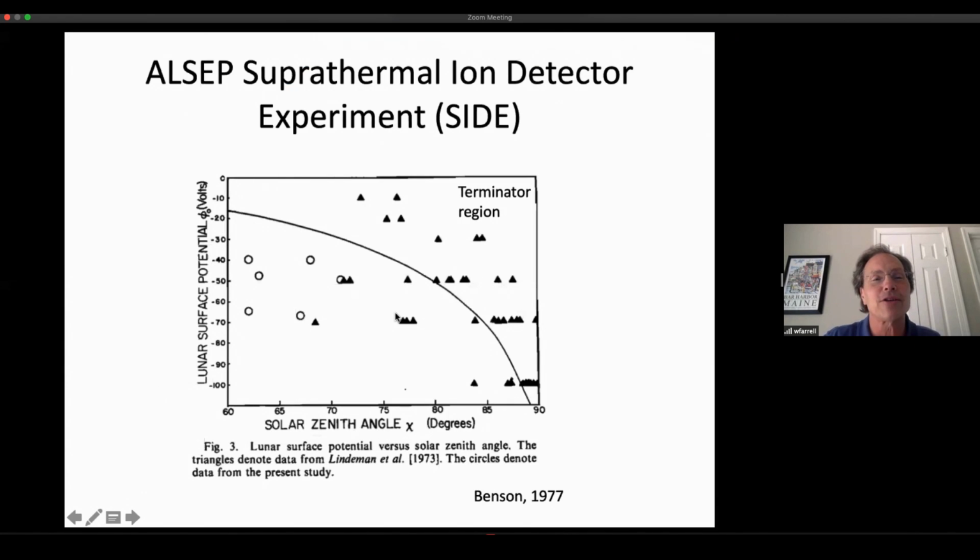Just to show you that some of this is backed up by data, we have some Suprathermal Ion Detector Experiment, SIDE, LSEP data, which shows this drop in the surface potential as you approach the lunar terminator, from near zero to minus 100 volts up near the terminator region.